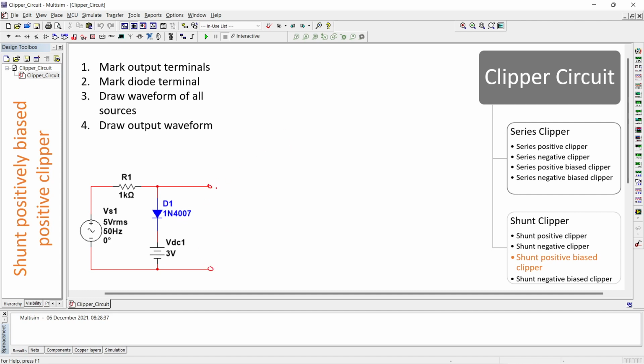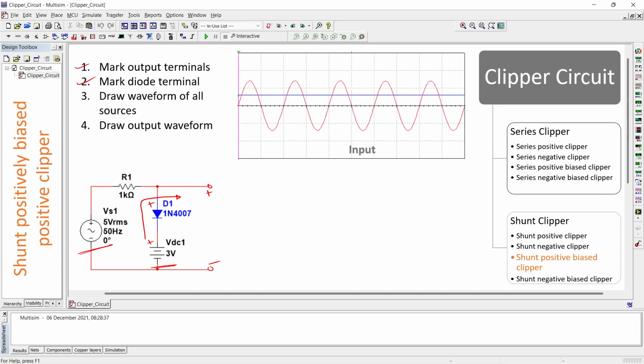and we'll go for step number 1. We'll mark out the terminals. Step number 2, mark the diode terminal. The positive terminal is facing. So step 1 and 2 is over. Step number 3, draw the waveform of sources. So we have one AC source, one DC source. This positive of DC, it's towards the positive of our output terminal. So the input looks like this. Now step 3 is over.